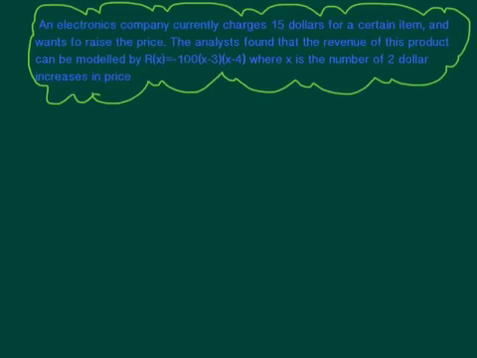Okay, let's do a nice long wordy question from chapter 3.3 or 3.4. An electronics company currently charges $15 for a certain item and wants to raise the price. The analysts found that the revenue of this product can be modeled by R(x) equals -100(x - 3)(x - 4), where x is the number of $2 increases in price. In part A, find the price that will maximize the revenue.